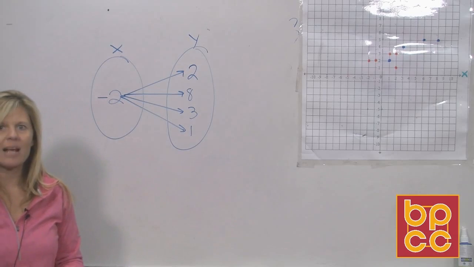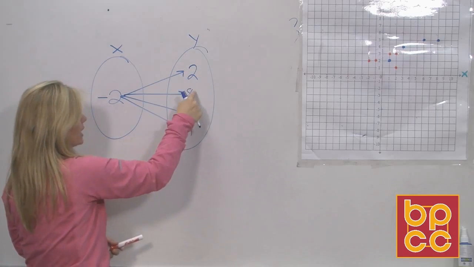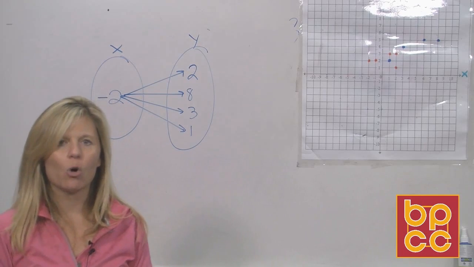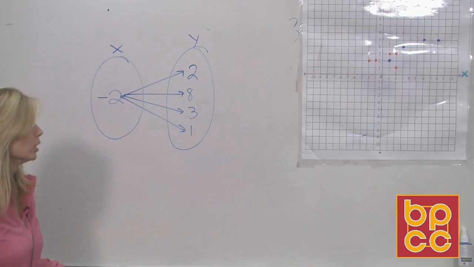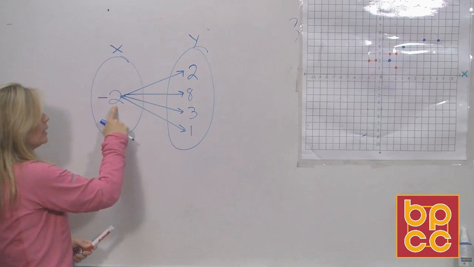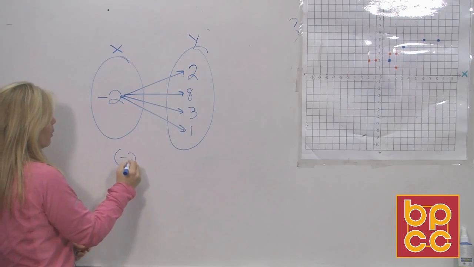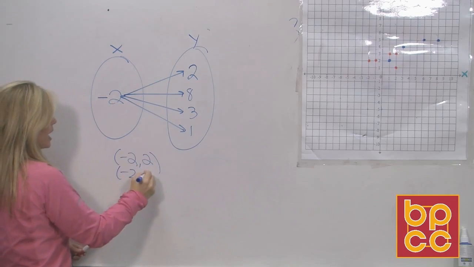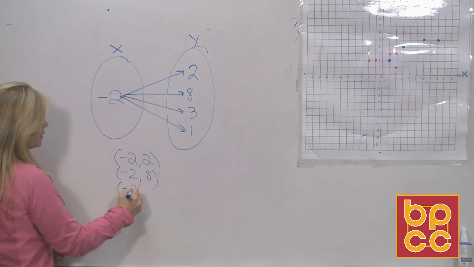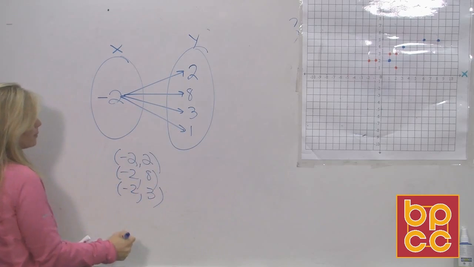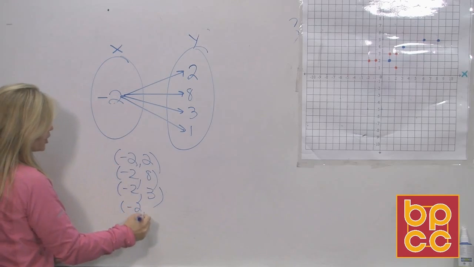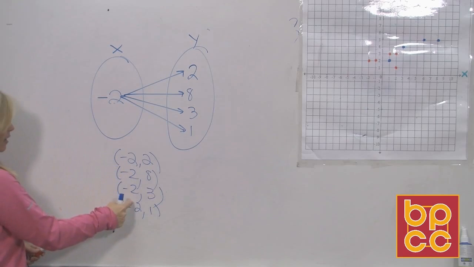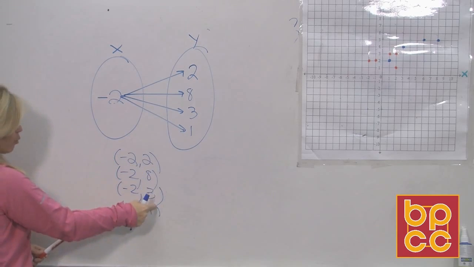And of course, on paper, we would write that in order. 1, 2, 3, 8. That's easy. Is it a function? Does every x only match up with one y? Well, look, here's the x value, -2. It matches up with 2. That makes a point. Here's the x value, -2. It matches up with 8. Here's the x value, -2. It matches with 3. Here's the x value, -2. It maps with 1. Well, if you look, that x value is matched up with 4 different y values.